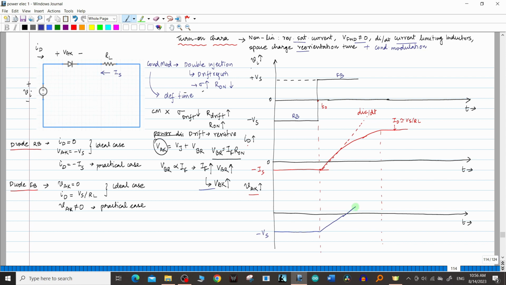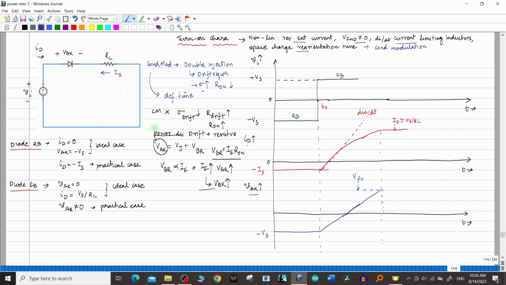The voltage increases like this continuously and settles in at a voltage which is called V forward. I can also call it the forward recovery voltage. This VFR is called forward voltage.